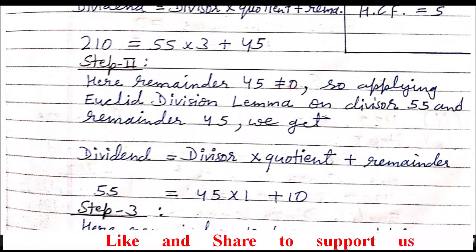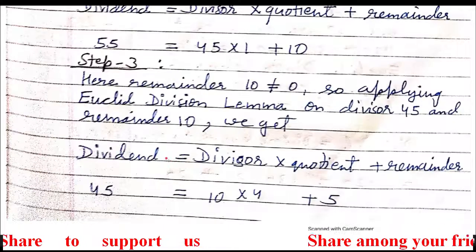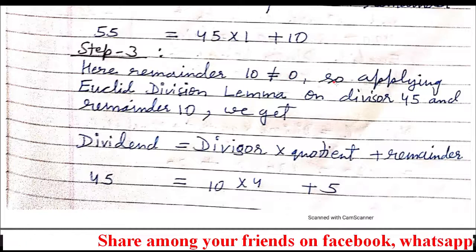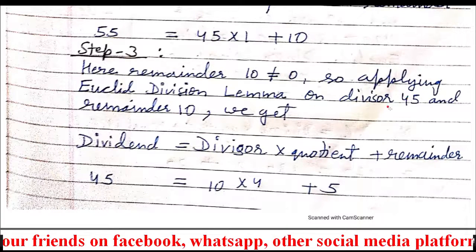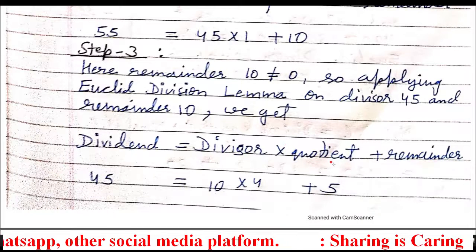Since 45 is not equal to 0, this step we already did. Now we will move to the third step. Third step, here remainder 10 is not equal to 0. So applying Euclid division lemma on divisor 45 and remainder 10, we get dividend equals divisor multiplied by quotient plus remainder.